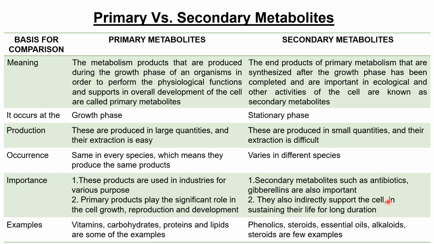They are also involved in supporting and sustaining their life for a long duration, as I told you, by wiping out the competitors out there in the ecological niche. Examples of primary metabolites are vitamins, carbohydrates, proteins, lipids, and amino acids, and examples of secondary metabolites are steroids, phenolics, essential oils, and alkaloids. These are all examples of secondary and primary metabolites.